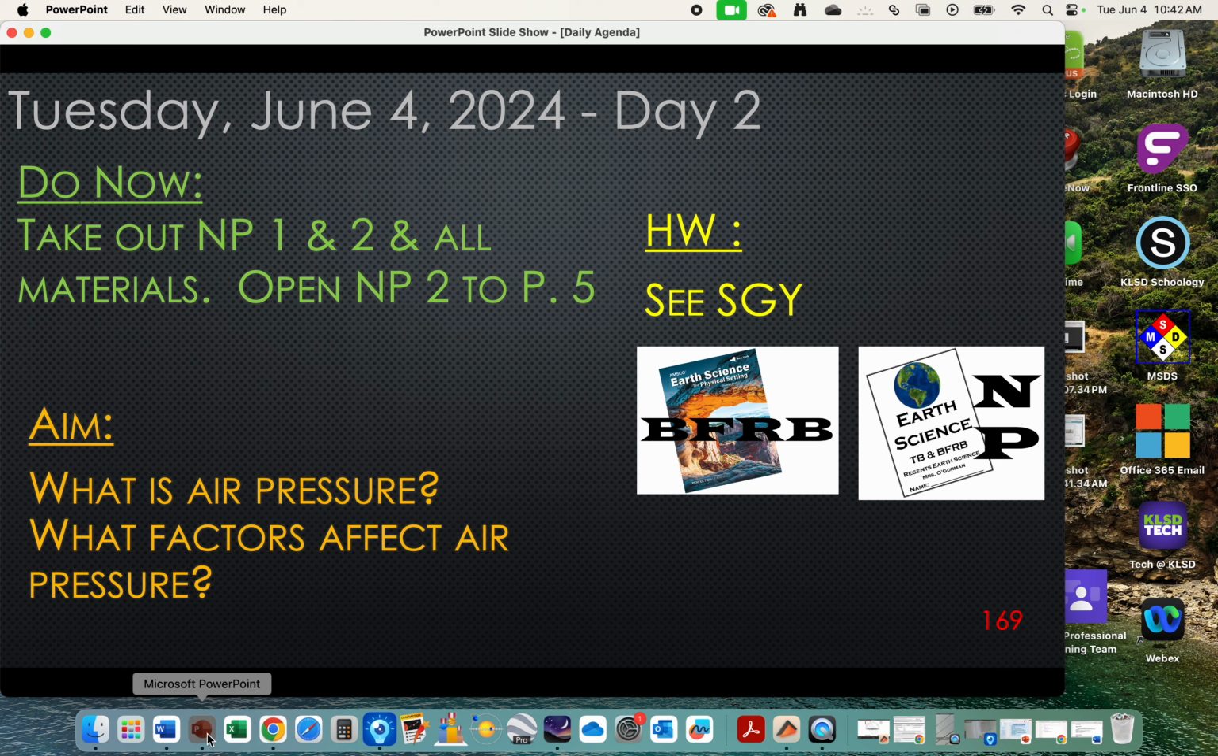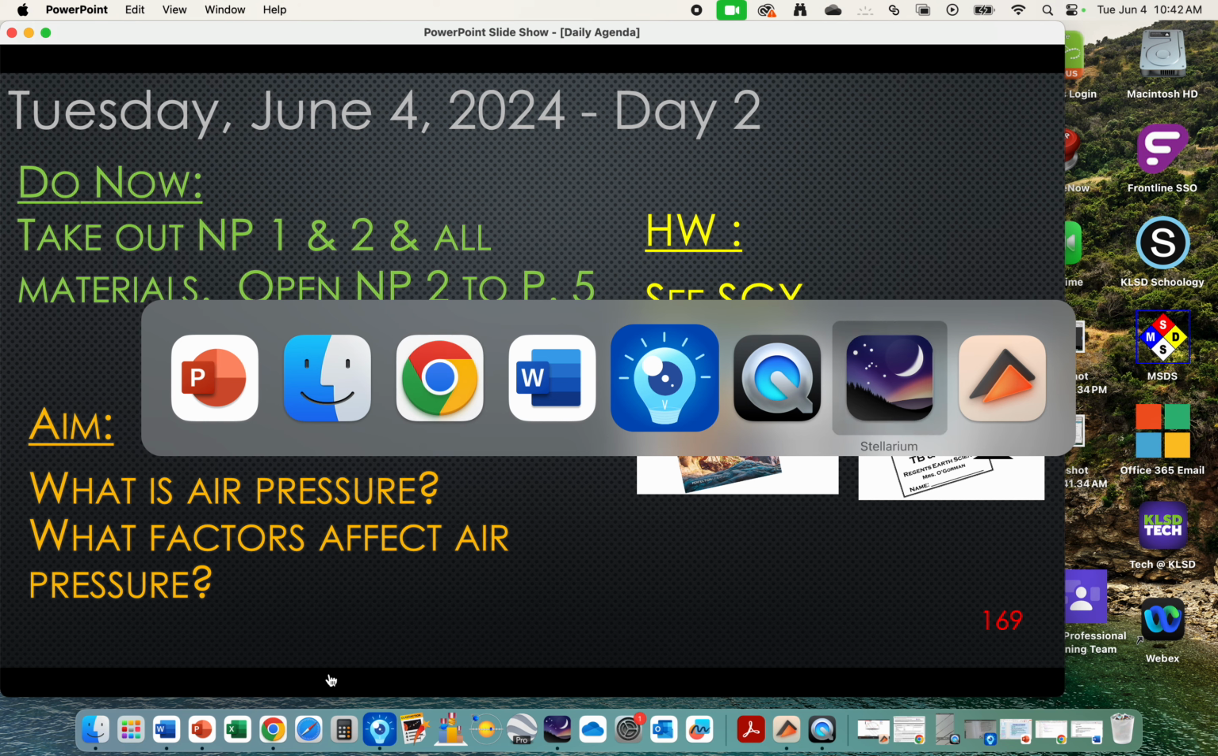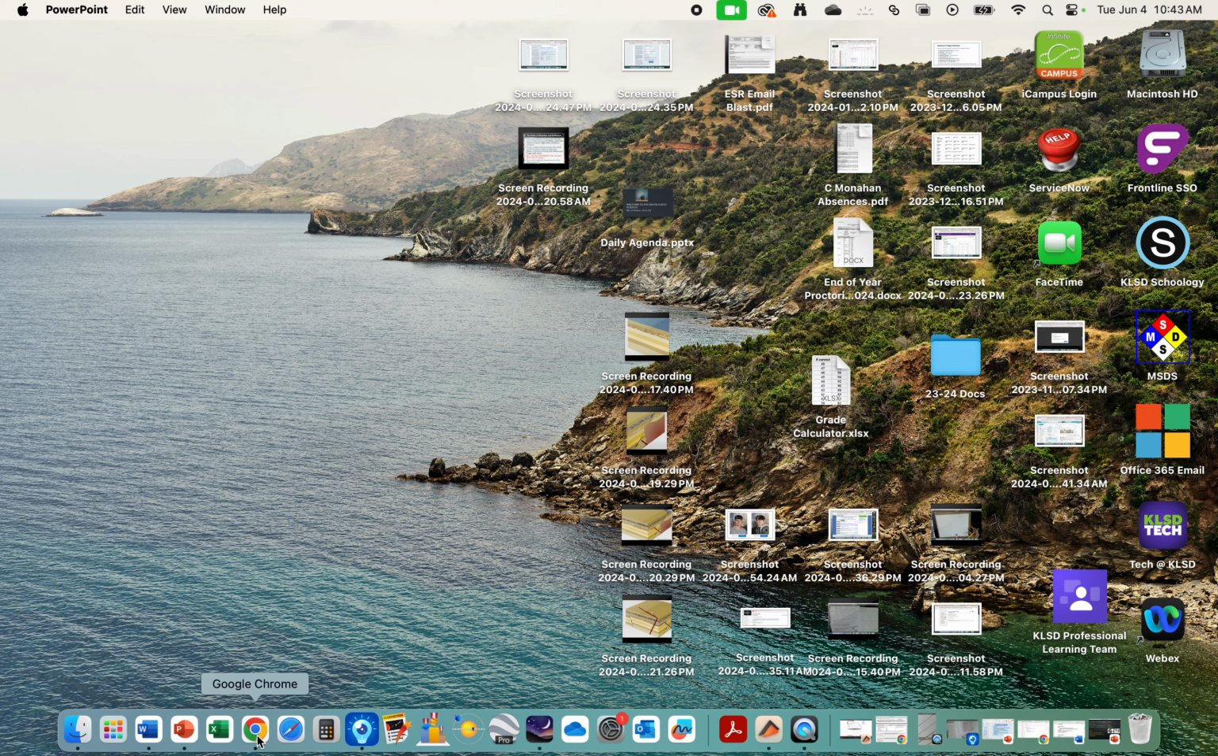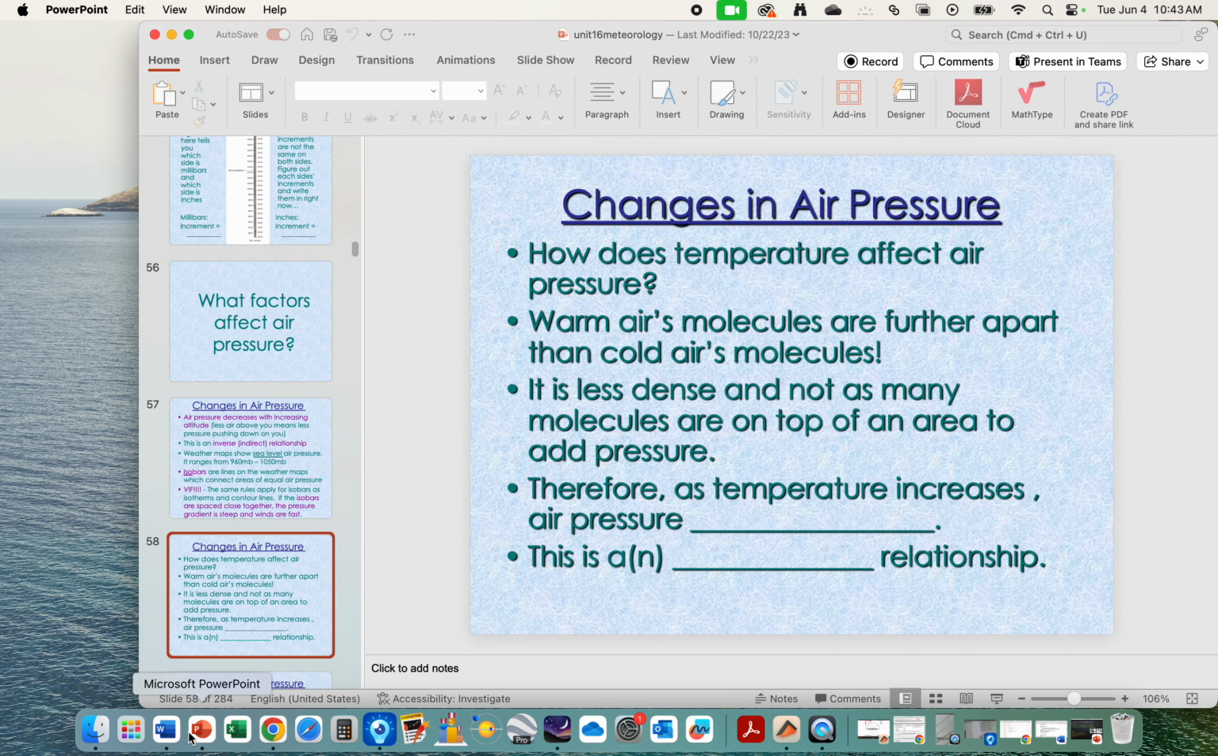Finish up with the factors that affect air pressure, and then hopefully move on to a little bit more of sea breeze and land breeze.